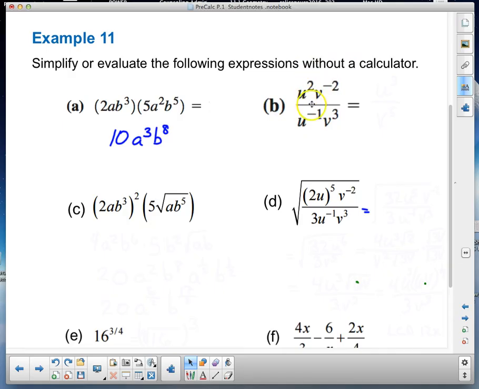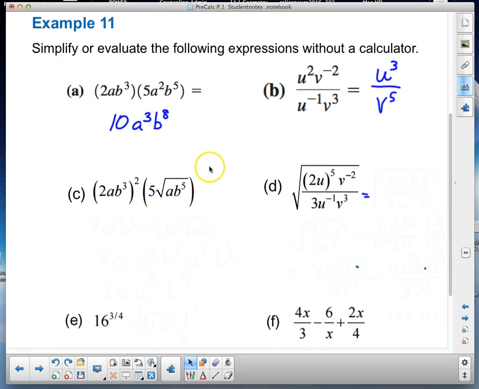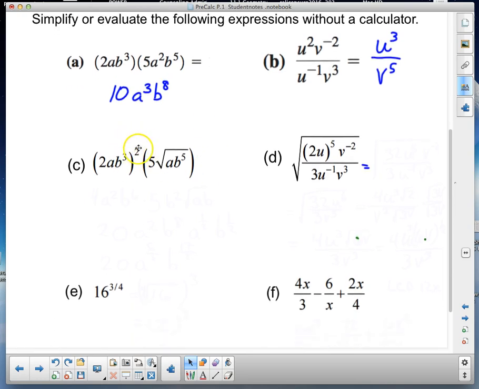This is 2 minus negative 1, which is u to the third on top. Negative 2 minus negative 3, which is v to the negative fifth, but it's reciprocal, and that would be on the bottom. So it would be u to the cubed divided by v to the fifth. Here I've got squared, so let's get this done together and see.